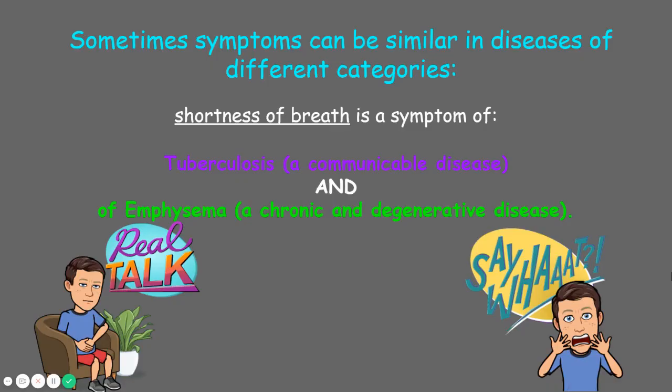Sometimes those symptoms can be similar in diseases that are in totally different categories. For instance, shortness of breath is a symptom of tuberculosis, which is a severely communicable disease. But it's also a symptom of emphysema, which is a chronic degenerative disease.